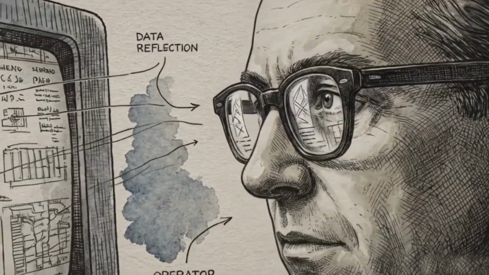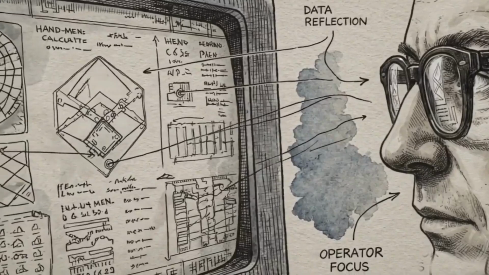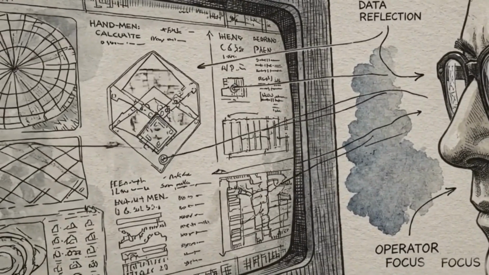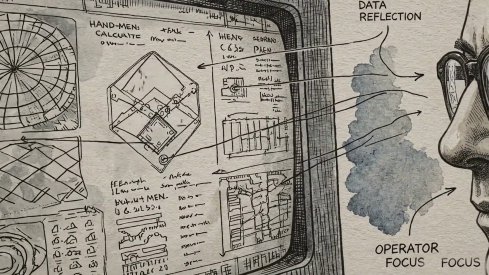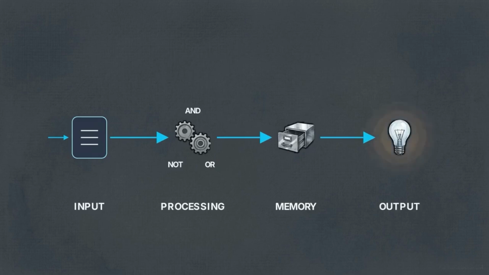At its most basic level, every computer program functions as a sequence of instructions. These instructions move through a specific flow, taking in data as input, processing it through simple logic gates like AND, OR, and NOT, storing it in memory, and finally producing an output.